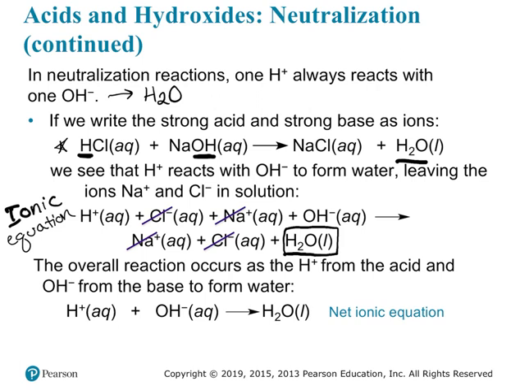So now if we identify the spectator ions, or the ions that don't do anything in solution, we can cancel those. And in this case, that's the sodium ions and the chloride ions. So then we can write out the net ionic equation, which is hydrogen plus OH minus gives us H2O, which is a liquid.